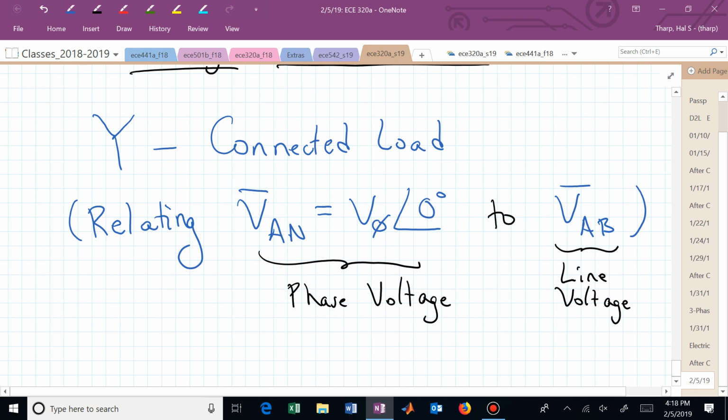Is it clear what we have? We may have the phase voltage. We want to find the line voltage. Or on the exam, I might say, here's your line voltage. What's the phase voltage? And you can do this in reverse. It won't be a rut-row. It'll just be a calculation.